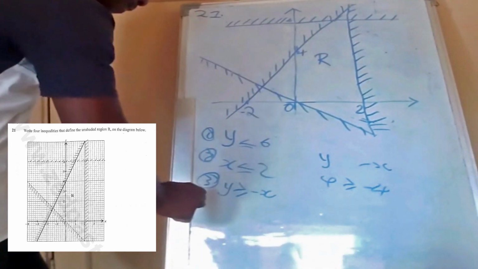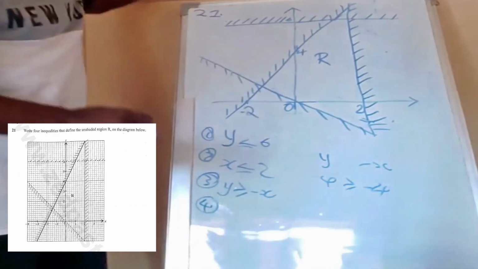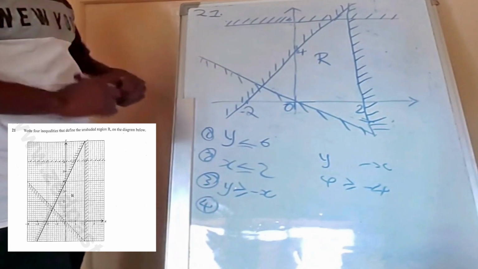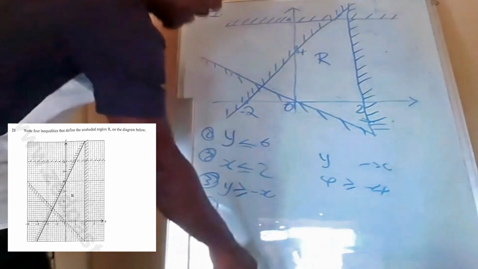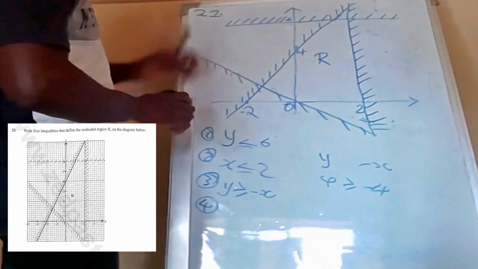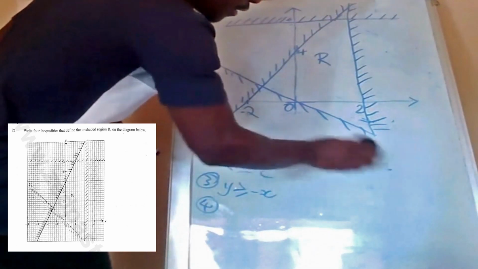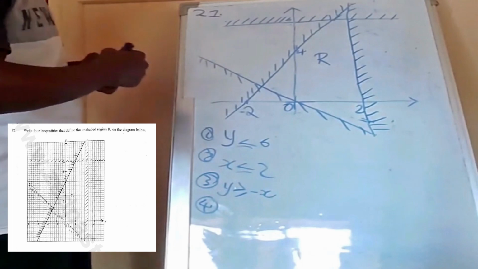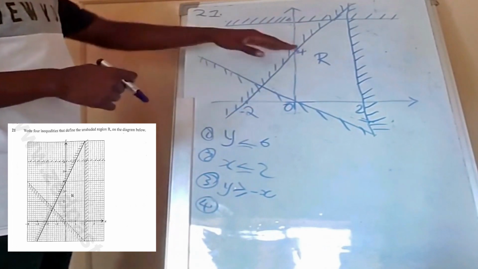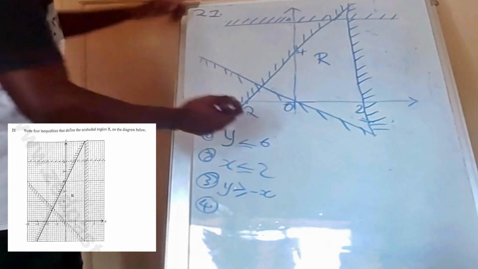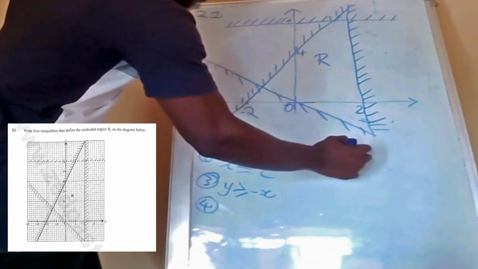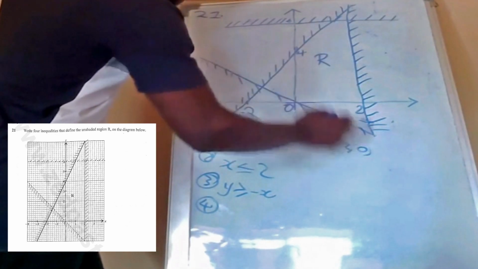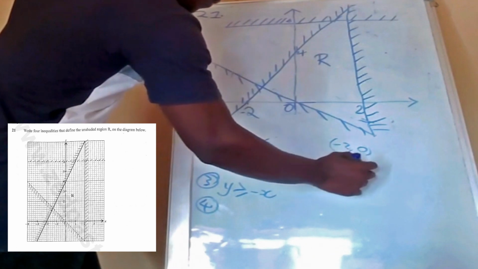We come to this other one. For the fourth one, we'll have to find the gradient, and the equation of that line. So how do we find the equation of this straight line? To find the gradient, we'll pick any 2 points. Let's pick these 2 points: this is negative 2, 0, and this one is 0, 4.